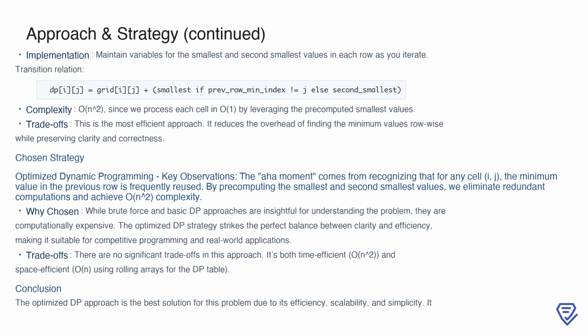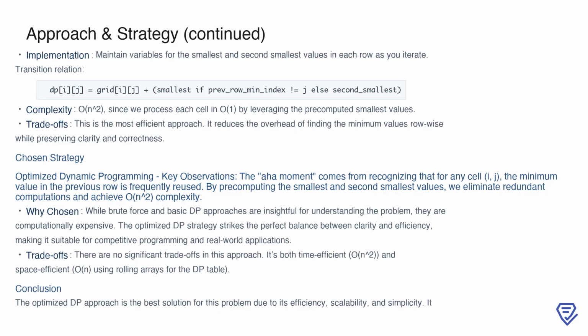With this approach, the time complexity comes down to O(n squared). Since we process each cell in constant time by leveraging the pre-computed smallest values, the algorithm achieves optimal efficiency. This makes it scalable even for larger grid sizes. The trade-offs with this strategy are minimal. By optimizing the way we handle minimum value computations, we reduce the processing time without compromising the simplicity or correctness of the solution. Now, why did we choose this approach as our final strategy?